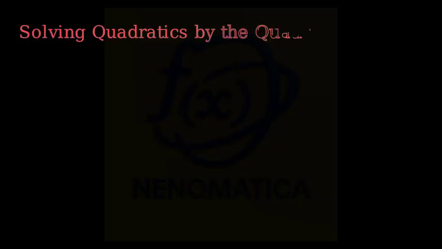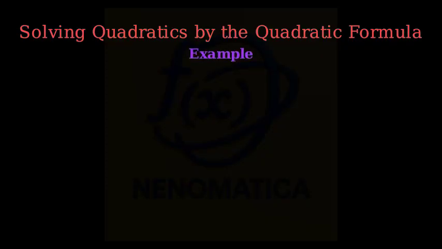In this lesson, we will solve quadratic equations step by step using the quadratic formula. We'll introduce the discriminant, explain the three cases, and finish with a fully worked example. First, let's place an example label. Then, we show the general quadratic equation, ax squared plus bx plus c equals 0.